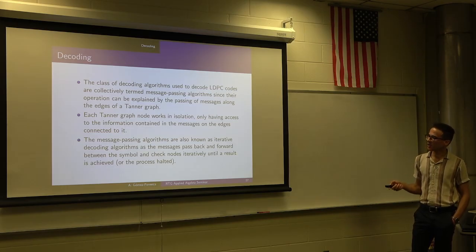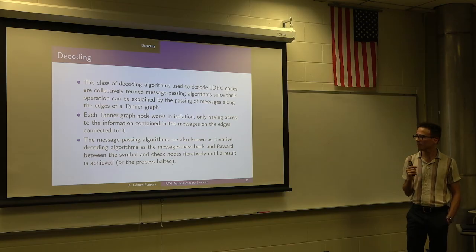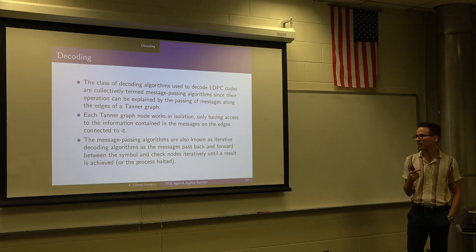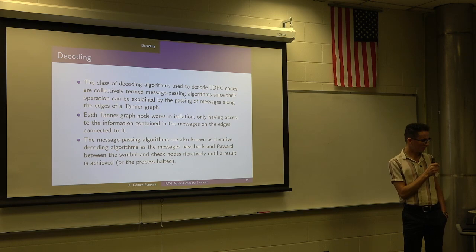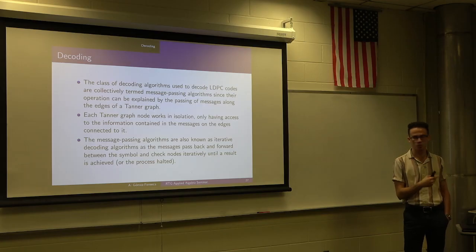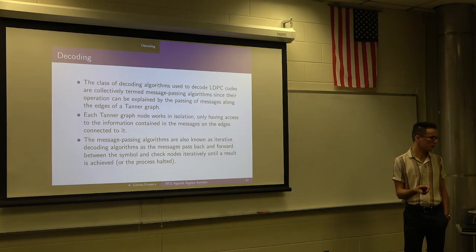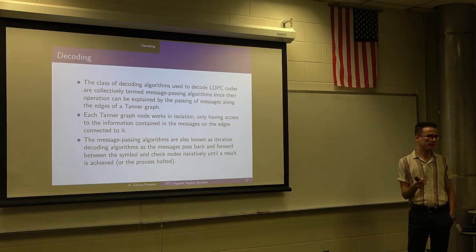They are also known as iterative decoding algorithms because these messages are passed back and forth between the symbol nodes and the check nodes iteratively. This is done until we achieve a result. Basically, either we say yes, this is a code word, or the process is halted because we haven't reached a result, after we have completed a specific number of iterations.